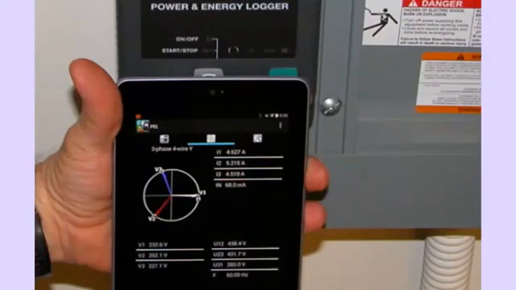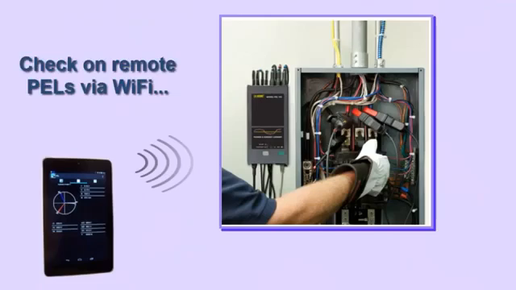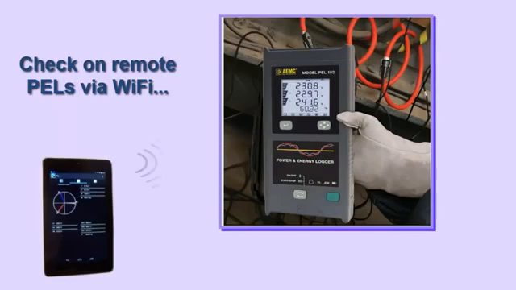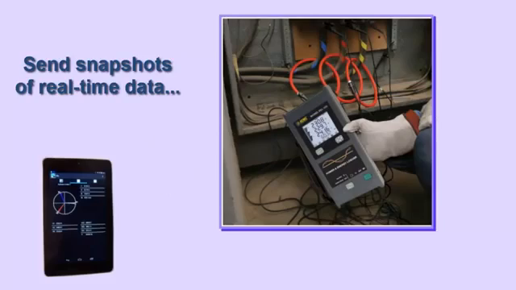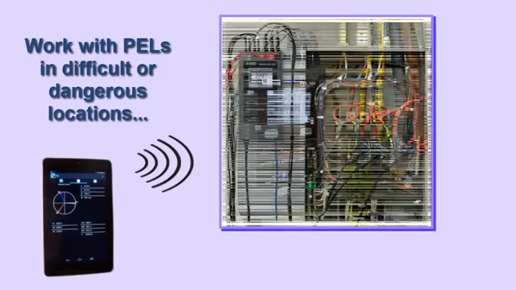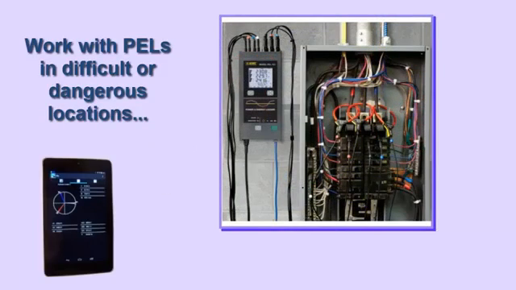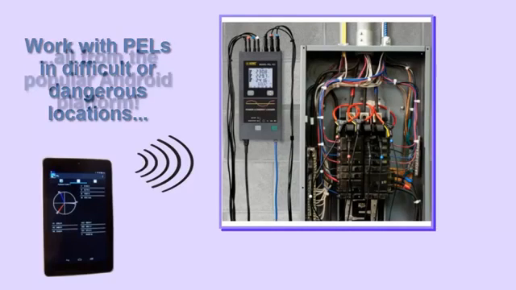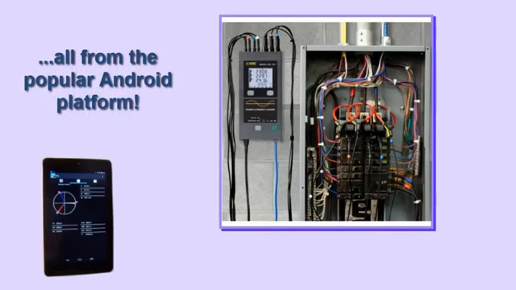The app helps make PEL instruments more readily accessible, especially while you are on the road. You can use your Android device to check on any PEL instrument connected to a network, however remote, from any location with Wi-Fi coverage. You can take a quick snapshot of the real-time data and mail it to others for further analysis. And you can work with instruments installed in environments where it may be otherwise difficult or dangerous to gain access. The PEL app makes communicating with these instruments easy, convenient, and safe via the world's most popular mobile device platform.